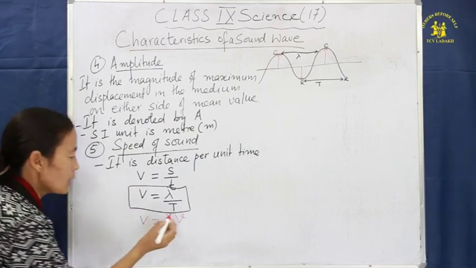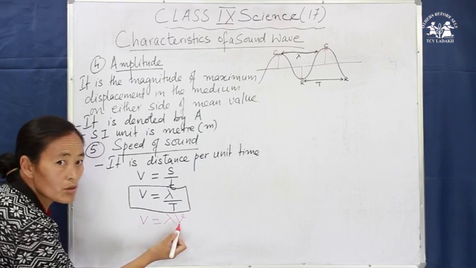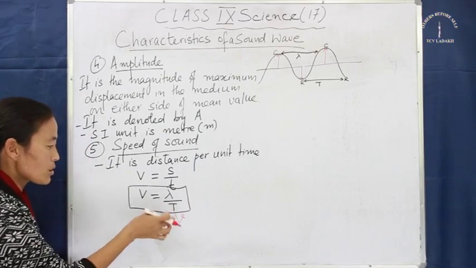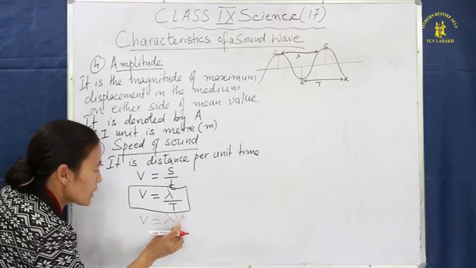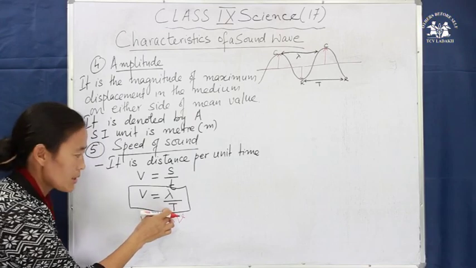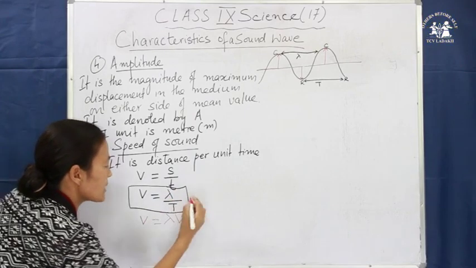Now if we substitute frequency, frequency is the reciprocal of time period, so it becomes lambda times frequency.